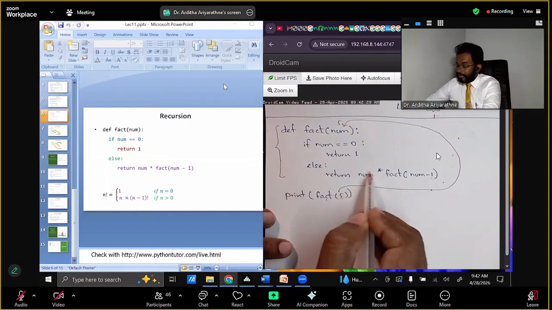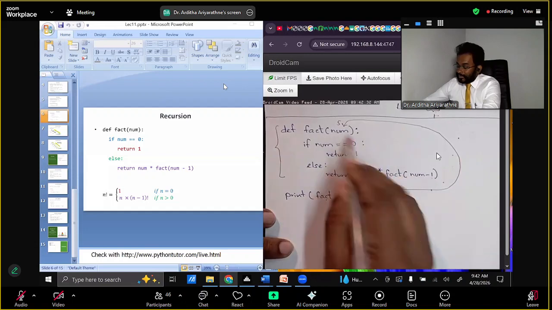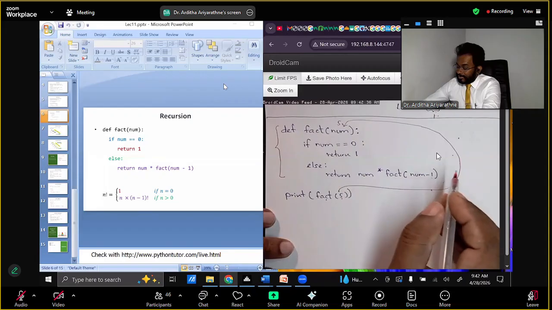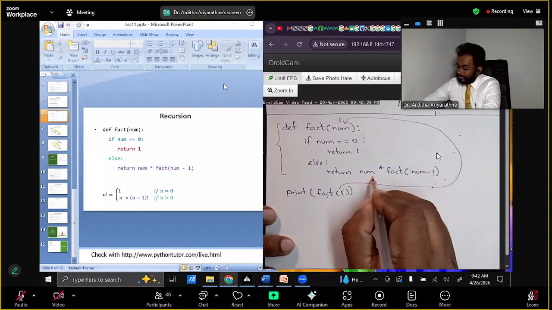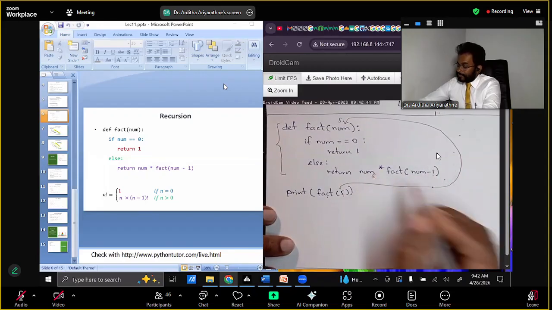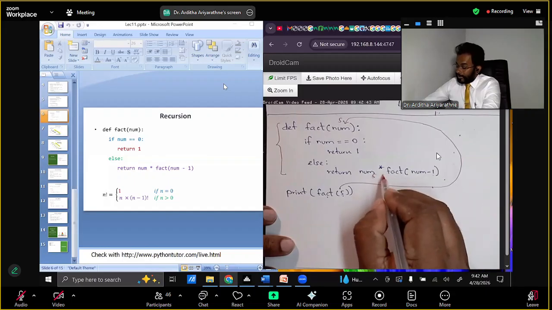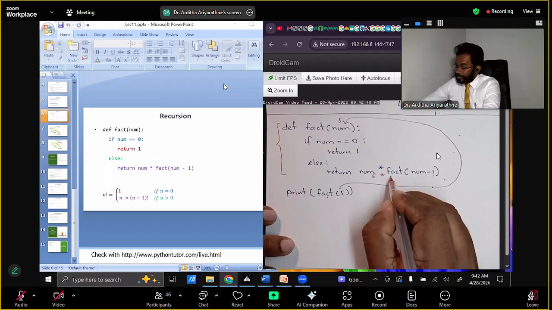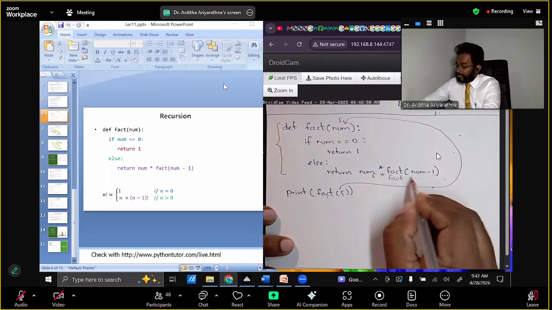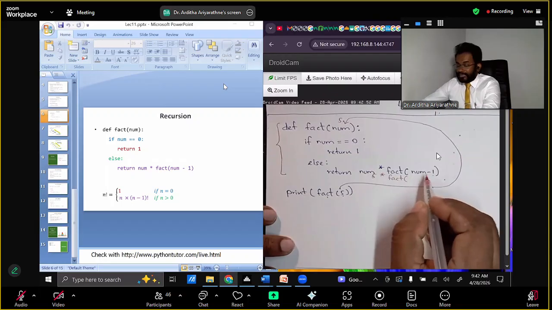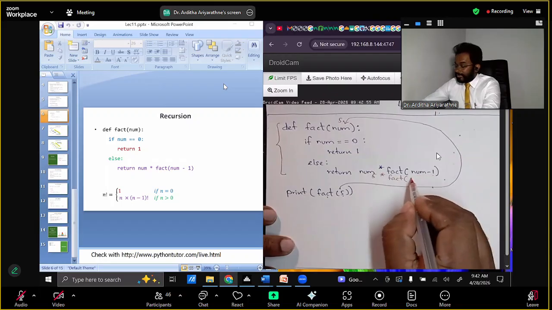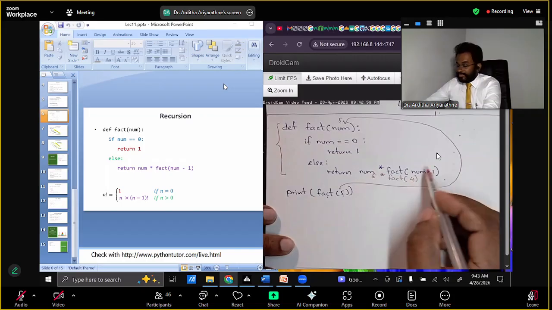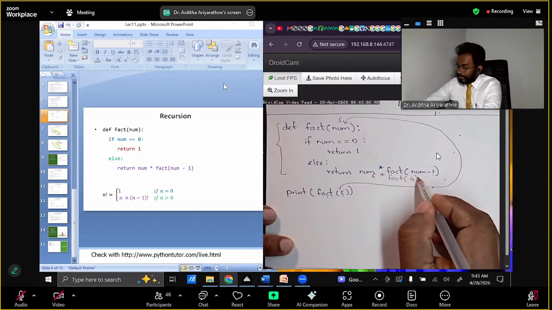Else what? Num means, now we know that it's 5. I'm writing it here, 5. Then multiply. What is this? We are calling the function fact num minus 1. Num minus 1 means, num means 5, 5 minus 1 means 4. Again we are calling the function with 4. Right. Here.